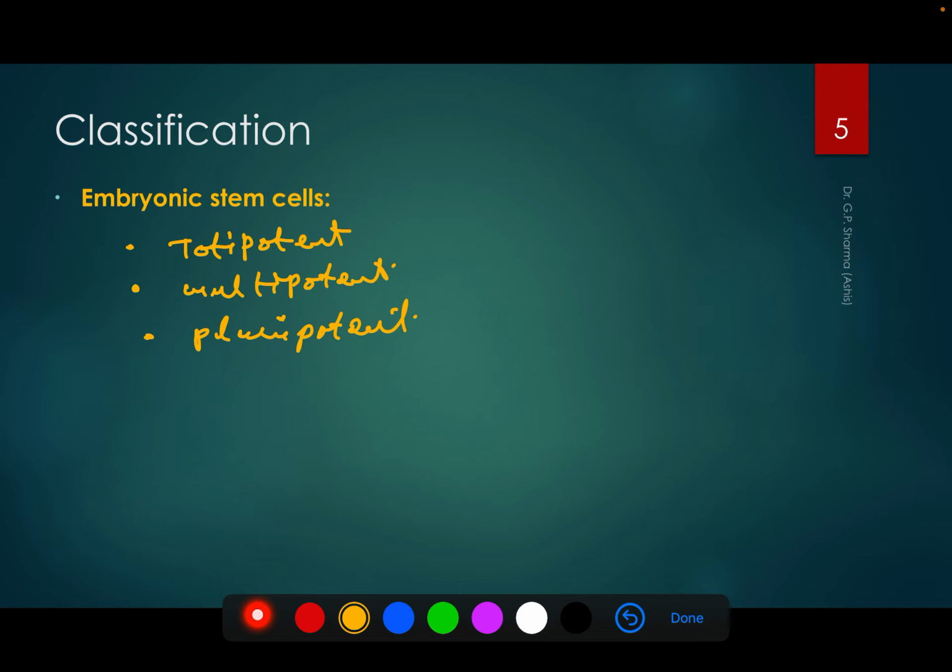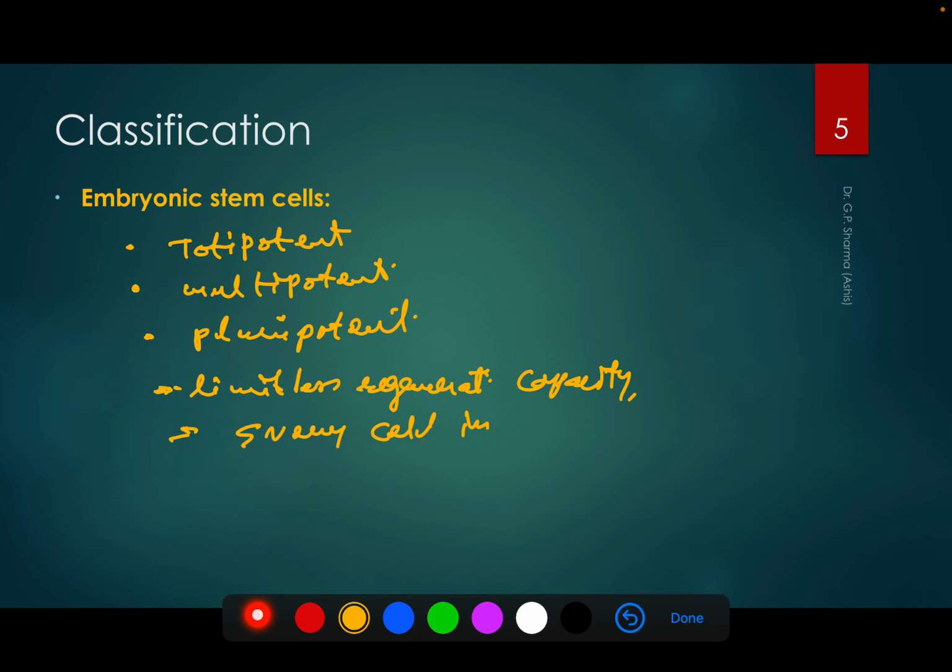And another property of these embryonic stem cells is that they have limitless regeneration capacity. All right. They can give rise to every cell in the body. Every cell in the body, right? So these are the properties of my embryonic stem cells.